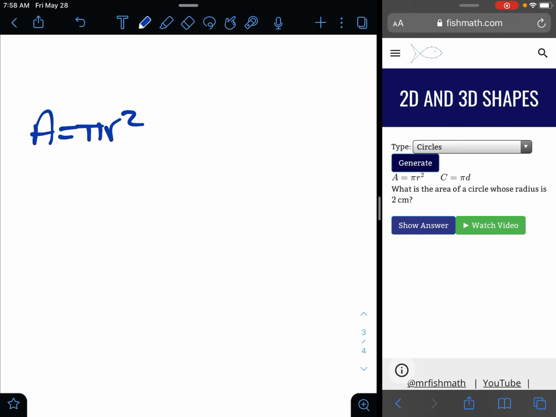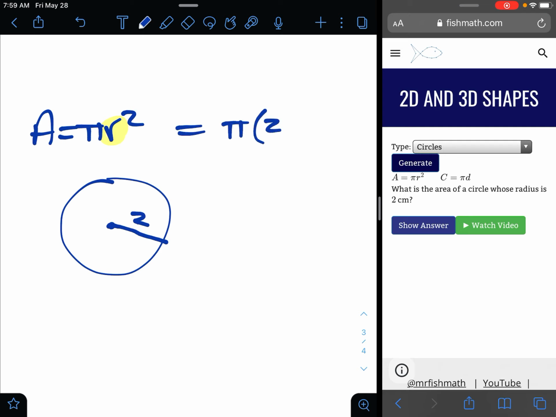Whenever you have a shape that we're talking about in math and we don't have a picture of it, it's good to draw that picture so you can visualize what we're talking about. So a circle here with a radius of 2. A radius goes from the center of a circle to any point on the circle. So that would be a radius of 2. And we actually need the radius for this formula because our formula is pi times the radius squared. So the formula would then become pi times our radius 2 squared.